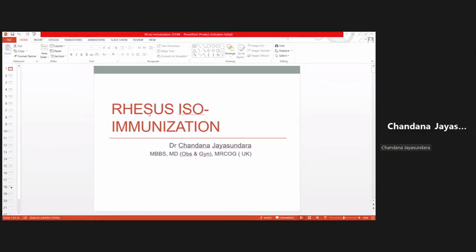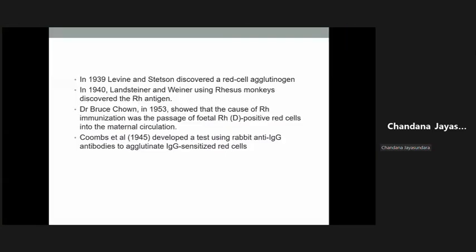Right. So today we are going to discuss RH isoimmunization. Let me put it into full screen. Okay. Right. So RH isoimmunization is what happens when a baby who is RH positive, because the father is RH positive, is in the tummy of an RH negative woman.